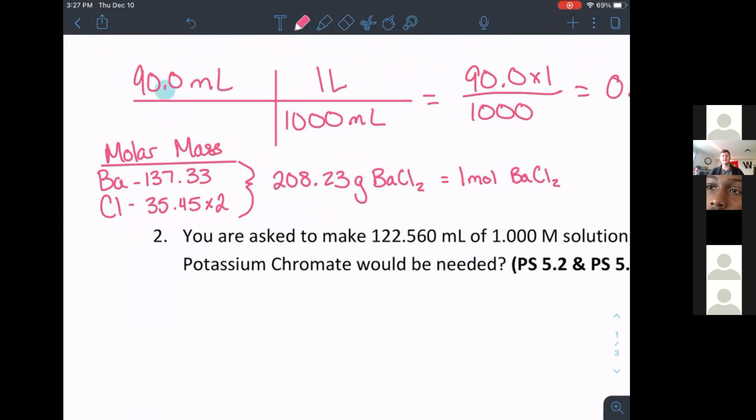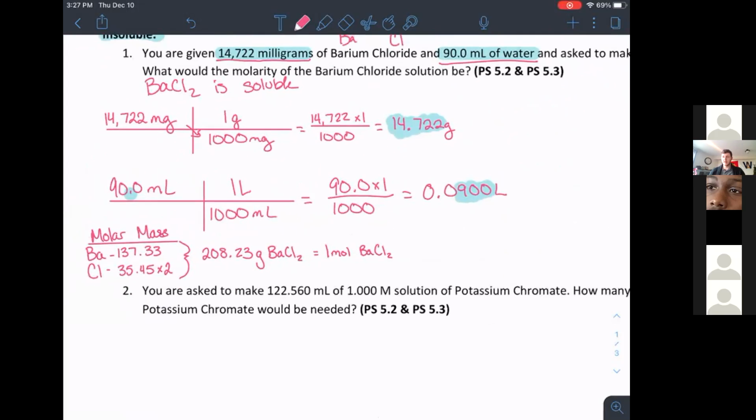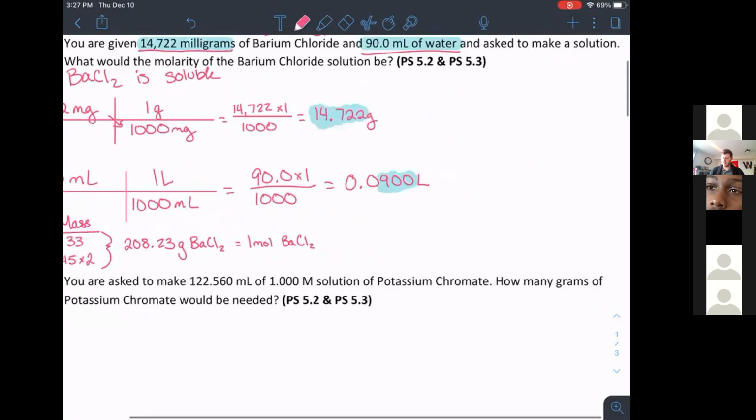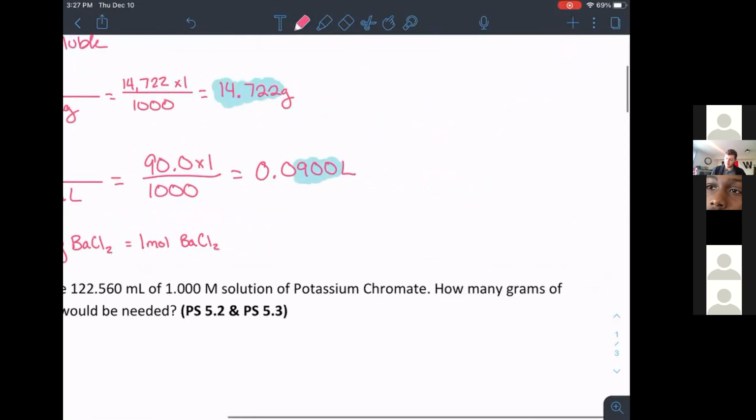So my molar mass is really a conversion factor, or a way for me to get from grams to moles or from moles to grams. So now that I know my grams and I know my conversion factor, I can now set up my railroad track just one last time.